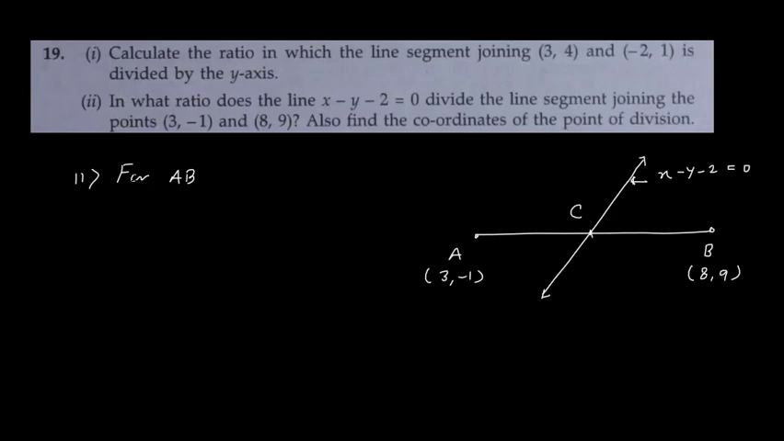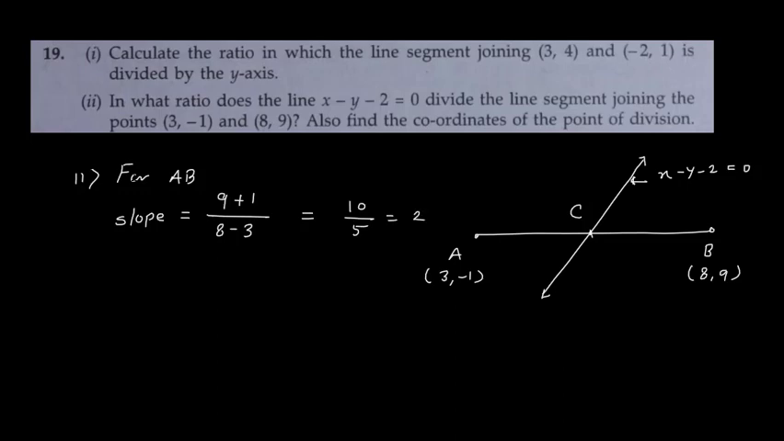Now for AB, to get the equation of the line, you must know the slope of AB, and then you can find the equation of line AB. So by the equation of a straight line you can do this problem. For AB, the slope is y2 minus y1 divided by x2 minus x1. Here it is 9 minus of minus 1, it is 9 plus 1, divided by 8 minus 3. So this becomes 10 divided by 5, which is equal to 2.